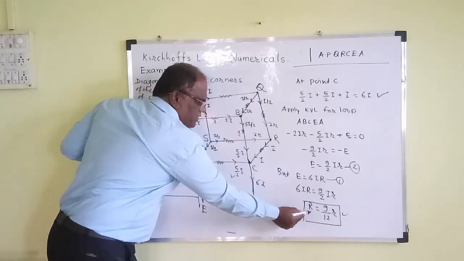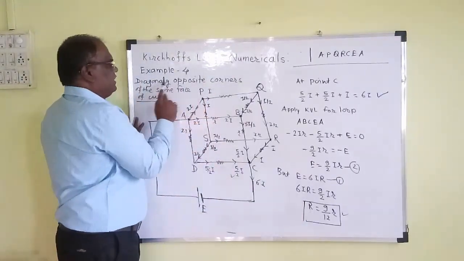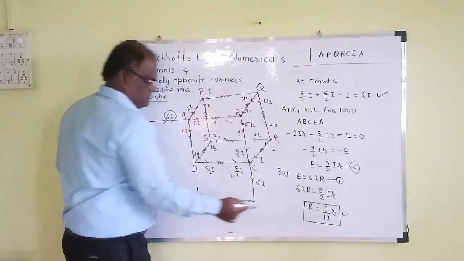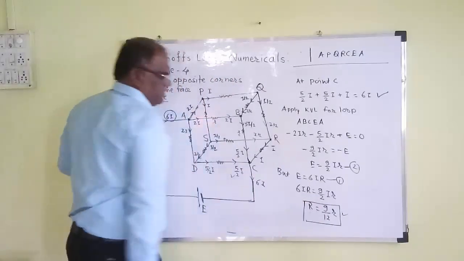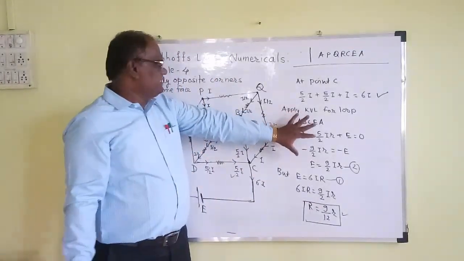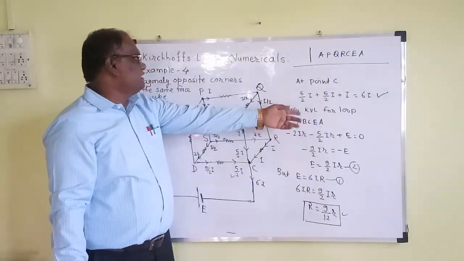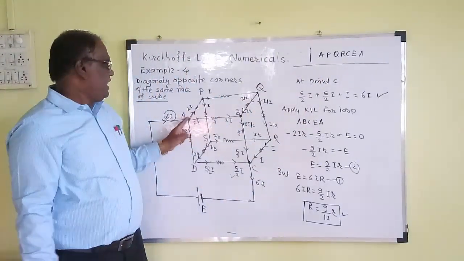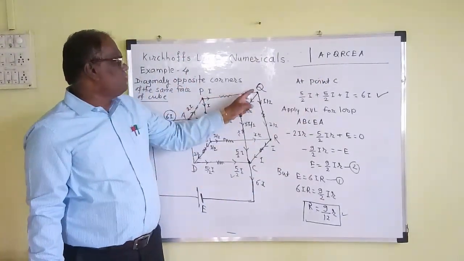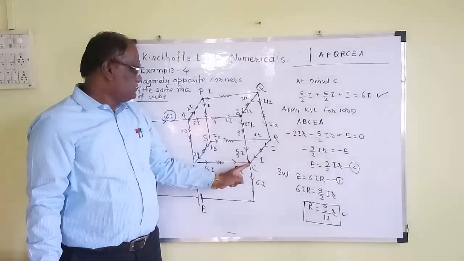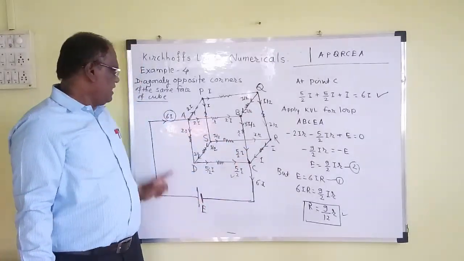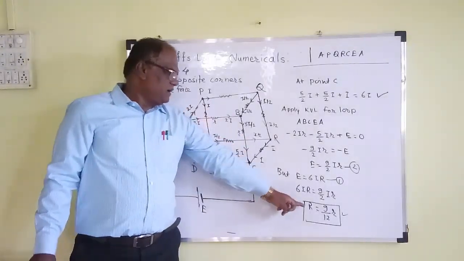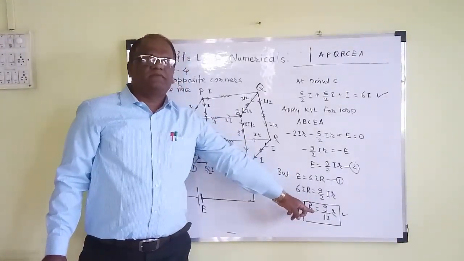Effective resistance between the 2 points which are diagonally opposite corners of the same face, capital R is equal to 9 by 12 r. Let us solve by another method. Take this loop A, P, Q, R, C, E and A. You will get the same result. Capital R is equal to 9 by 12 r.